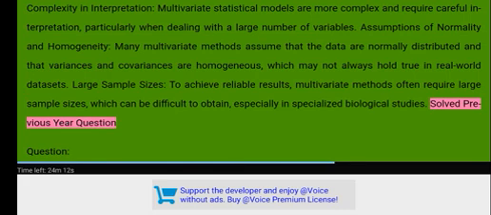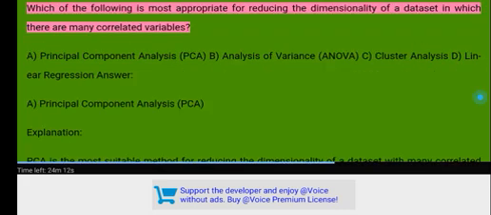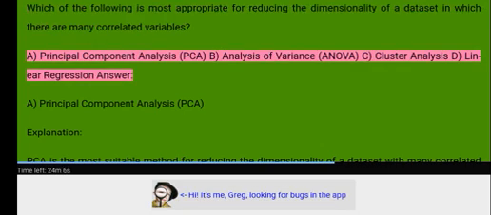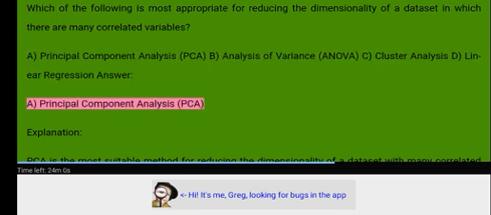Solved previous year question. Which of the following is most appropriate for reducing the dimensionality of a dataset in which there are many correlated variables? A. Principal component analysis (PCA). B. Analysis of variance, ANOVA. C. Cluster analysis. D. Linear regression. Answer: A. Principal component analysis (PCA).